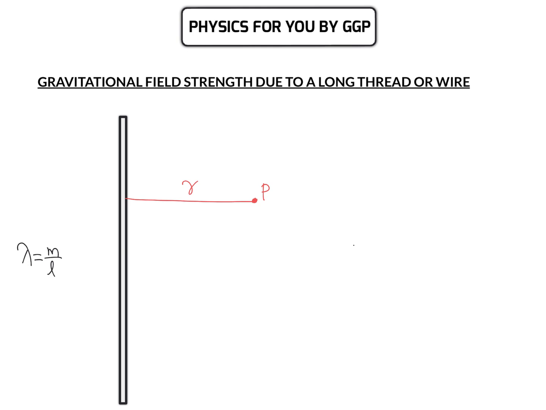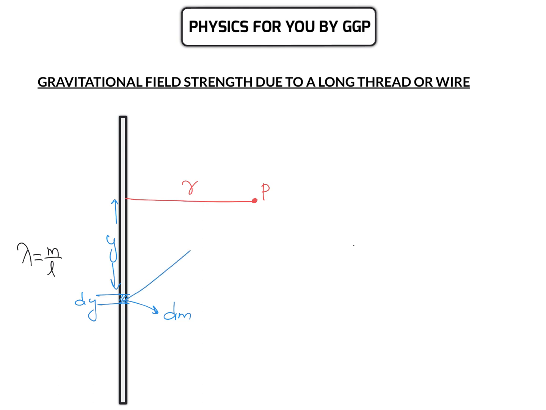For the calculation, we need to consider a small element over here. Let's say I'm considering a small element of mass dm, and this dm element is at a distance y from this point. The thickness of this small element we can take as dy. First we'll find the value of the gravitational field at point P due to this small element of mass dm.